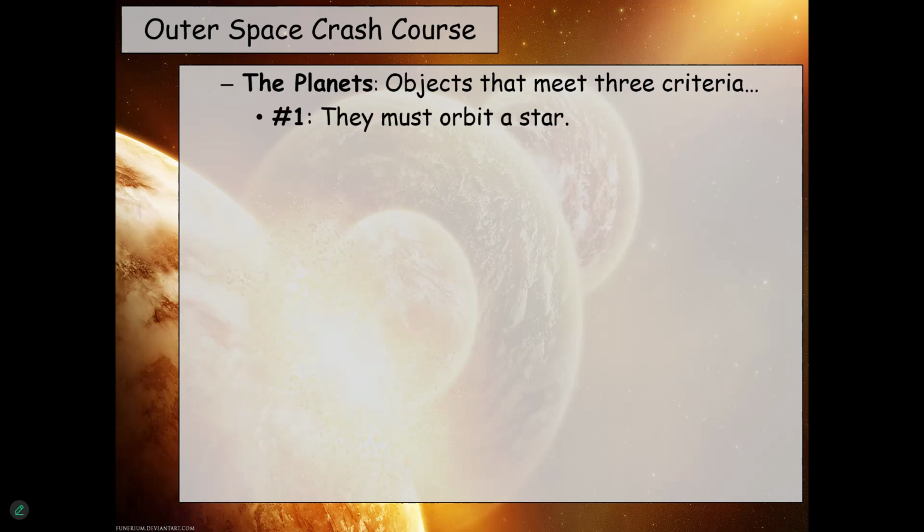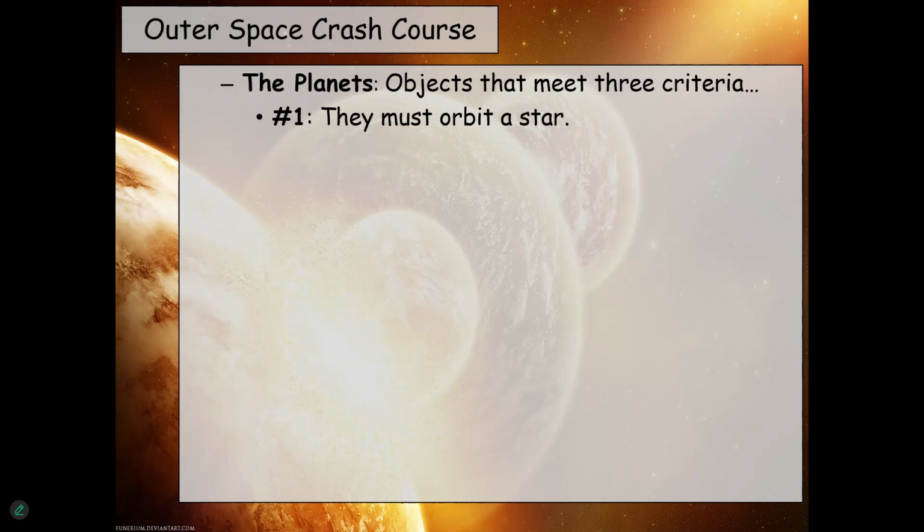First one, pretty easy. You have to orbit a star, right? If you don't orbit a star, you're not a planet. A human being is not a star. Excuse me, a human being cannot be a planet. We don't, number one, right? We personally don't orbit a star. We're on something that orbits a star, but we personally don't orbit a star. The moon can never be a planet because it doesn't orbit a star. It orbits the planet Earth, right?